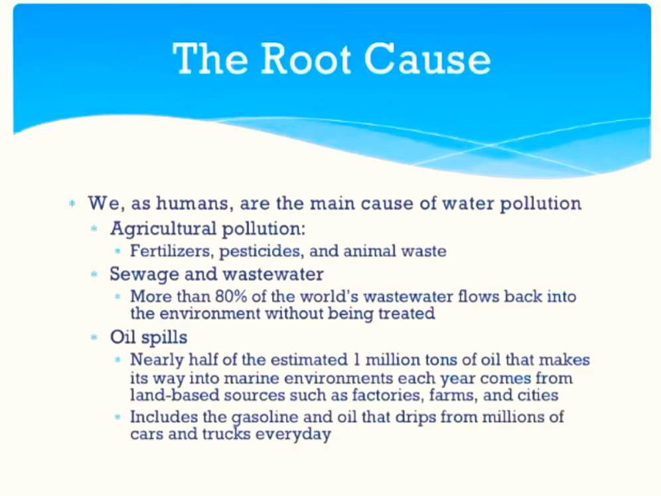The root cause. We as humans are the main cause of water pollution. There are many ways to trigger this issue. First is agricultural pollution, which is the top source of contamination in our rivers and streams. The agricultural sector is the biggest consumer of global freshwater resources, using about 70% of the Earth's surface water supplies. Every time it rains, fertilizers, pesticides, and animal waste from farms and livestock operations wash bacteria and viruses into our waterways, which causes nutrient pollution. Nutrient pollution is the number one threat to water quality worldwide.